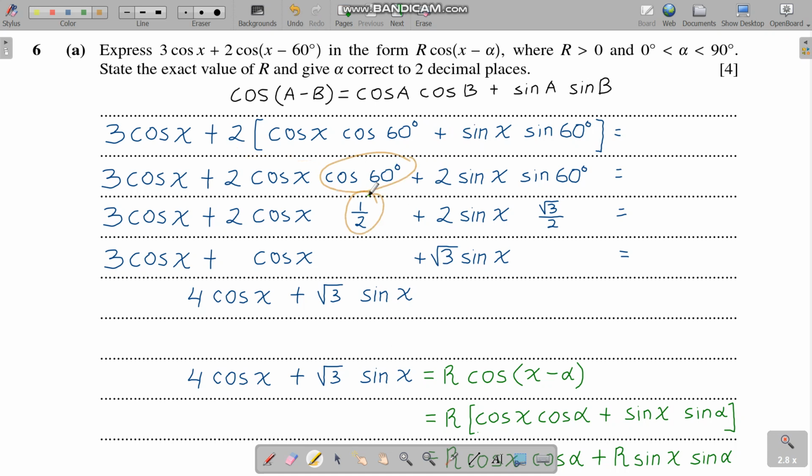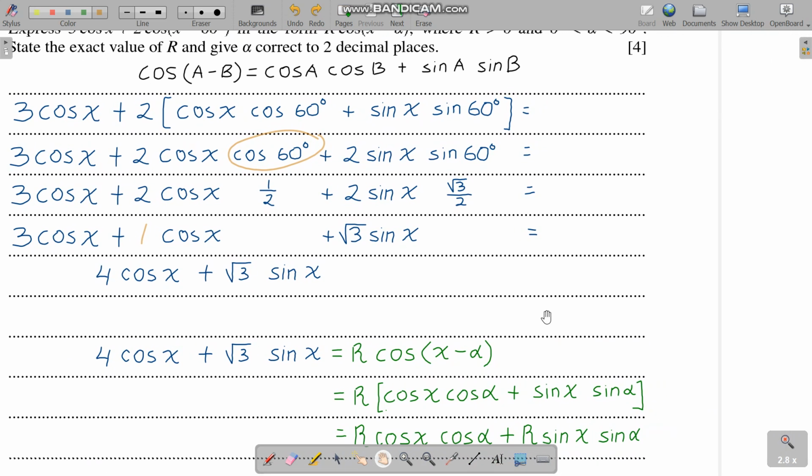Cos 60 is 1/2, sine 60 is root 3 over 2, and 2 times 1/2 is 1, 2 times root 3 over 2 is root 3, and 3 plus 1 is 4. So in the simplest form, we have 4 cos x plus root 3 sin x. Now we still have to express this in this form. So we use the formula again, cos plus sine.